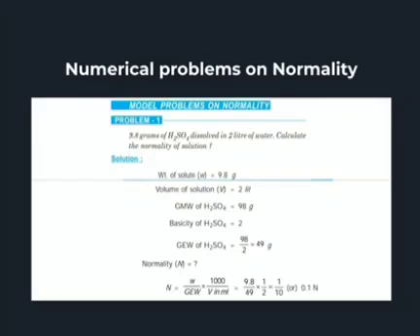Now normality capital N is equal to W by GW into 1000 by V in ml. Now capital N is equal to 9.8 by 49 into 1 by 2, that is equal to 1 by 10 or 0.1 normal.